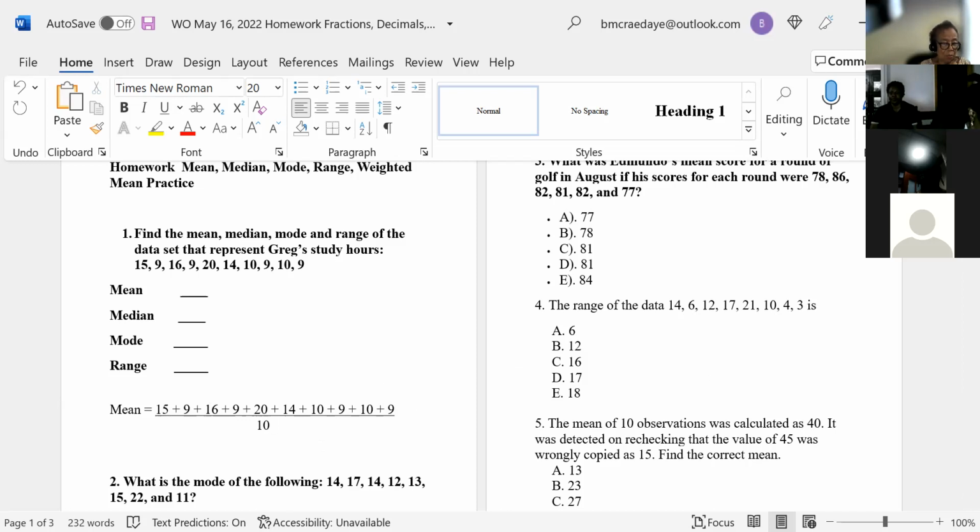Okay. So Mercedes, when you added those up, what did you get for your total? 121. Okay, you got 121. And I'll switch to slash and divide by 10. So that's equal to what, Mercedes? That is equal to 12.1 or mixed number 12 and 1 over 10. Okay. So we'll leave it as decimals, 12.1. Any questions on the mean for problem number 1?